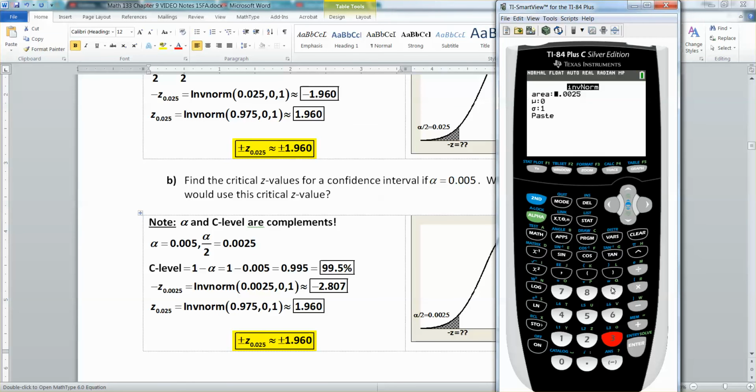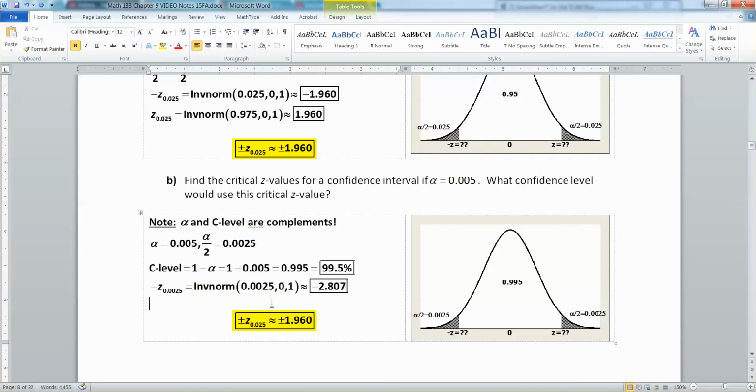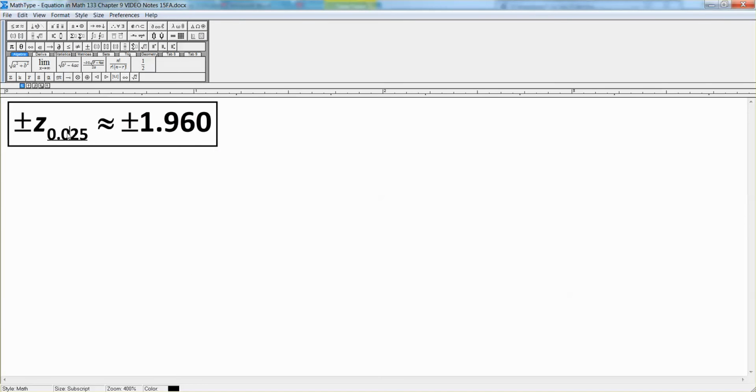So number 3 and 0.9975. Go down to paste. Press enter, enter. And that gets you positive 2.801. But you actually don't need to bother with that. I mean, once you find one, you've found them both, because what they're going to be is opposites of each other. So it's plus or minus 2.807.